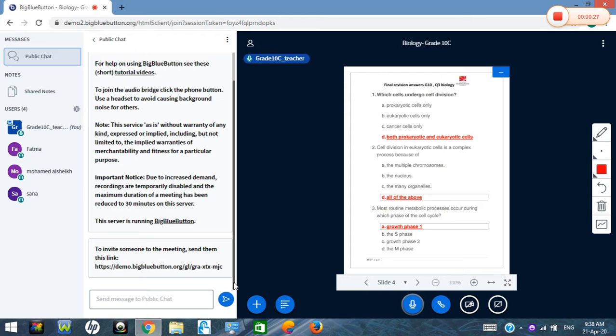Okay. In the last session, we started our revision on quarter 3 from the revision sheet part 1. Okay? Now we will complete the sheet.